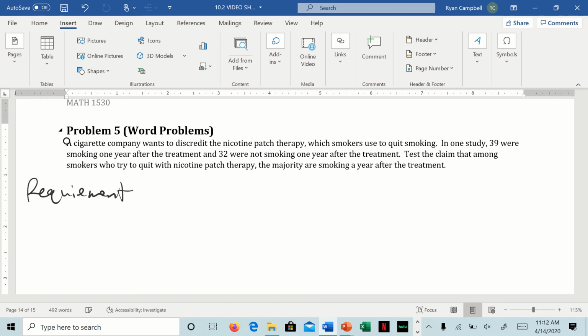So let's look at the requirements. Again, it didn't tell us how they got the people, so we just assume it's simple random.